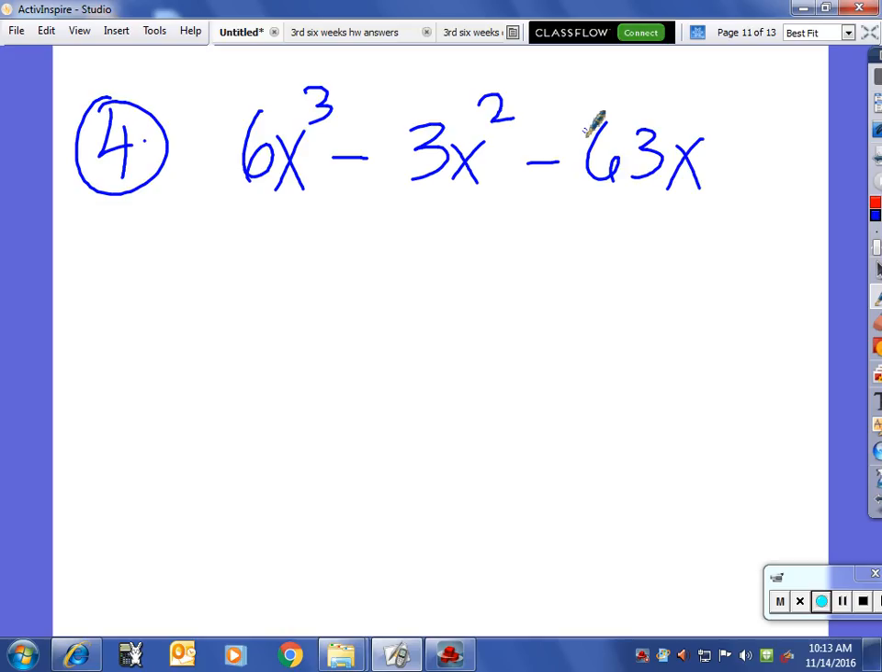Here's where you got to make sure you know about your divisibility rules. I definitely need to take out an x. How can I tell I got to take an x out, for one thing? They all have x's, and when your exponent is odd, then you got to take out some x's.